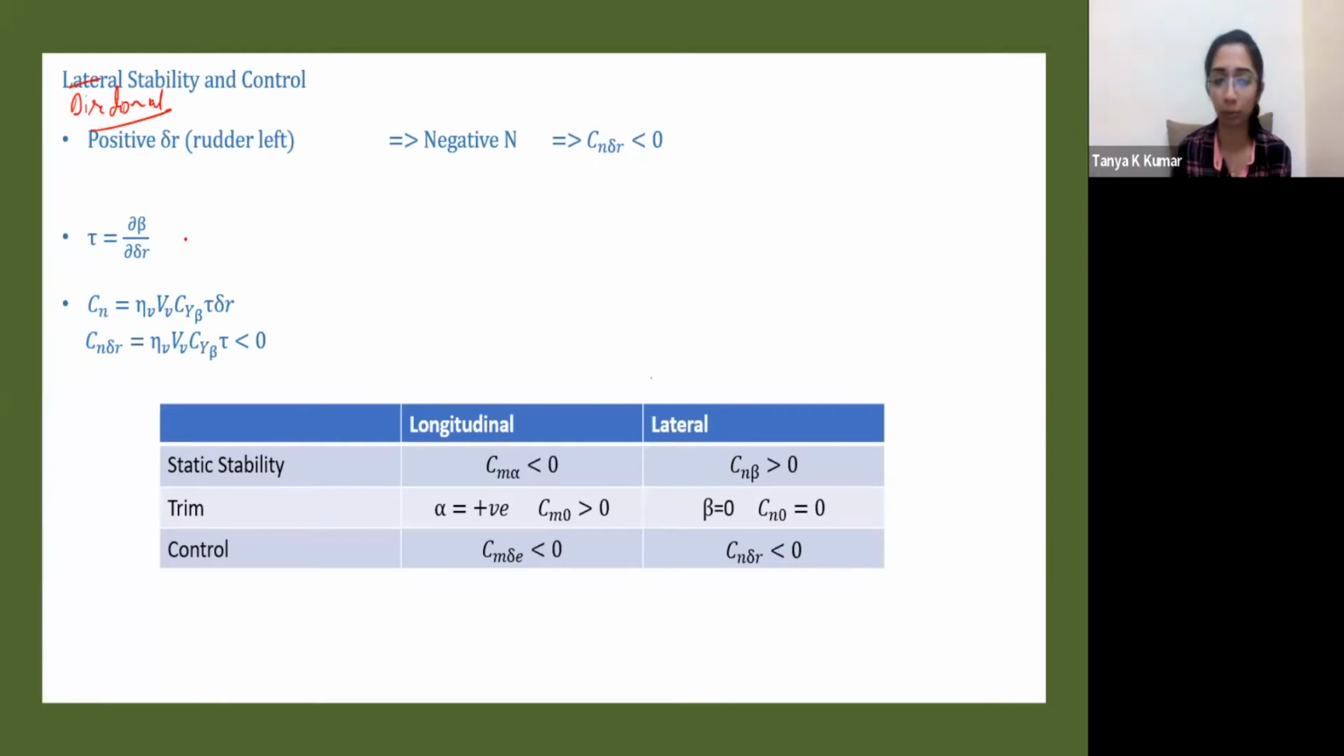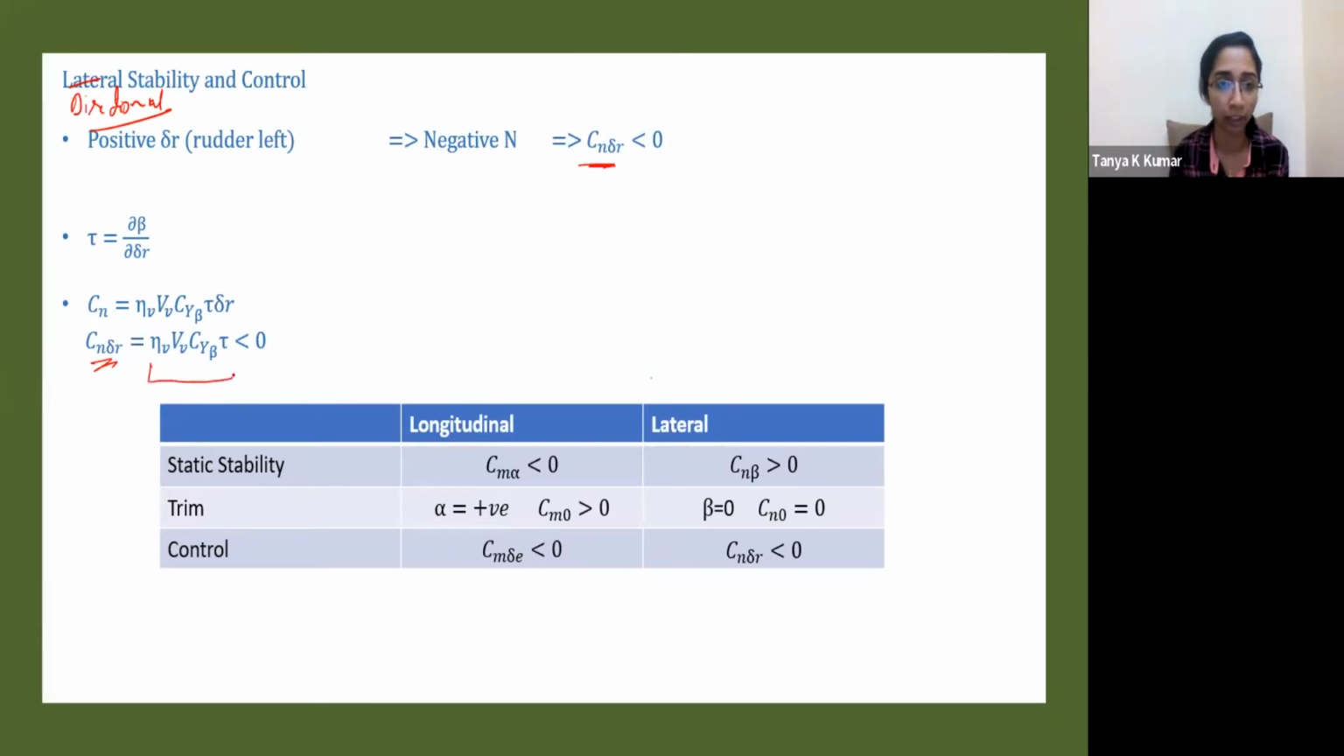Now similar to the pitching moment case, the pitching stability case, you have a tau, which is the control surface effectiveness parameter. In this case, the control surface is the rudder. So you have dou beta by dou delta R. There you had dou alpha t by dou delta E, where elevator was the control surface. These are the equations for pitching moment and yawing moment, and the control moment coefficient, the derivative of control surface deflection.